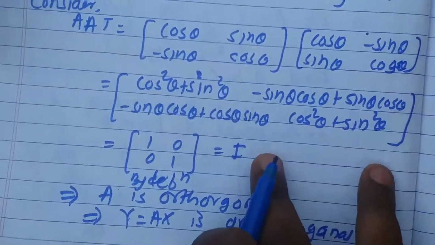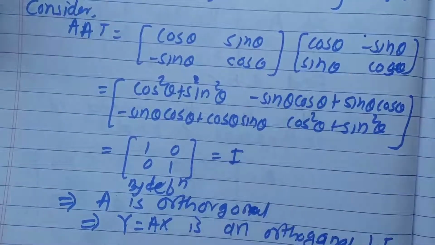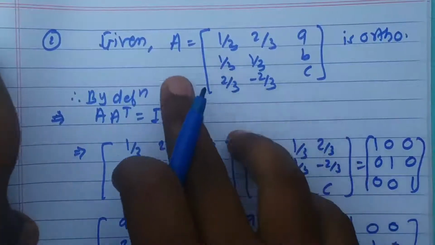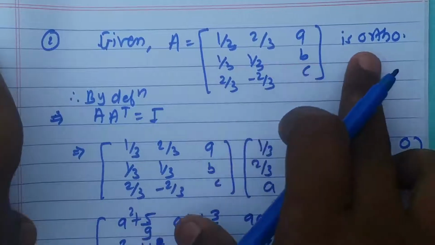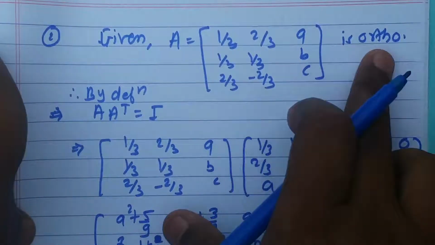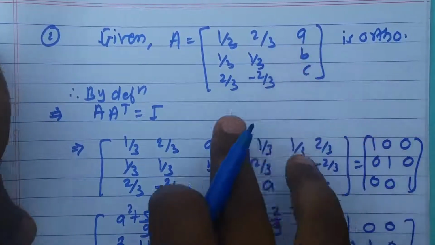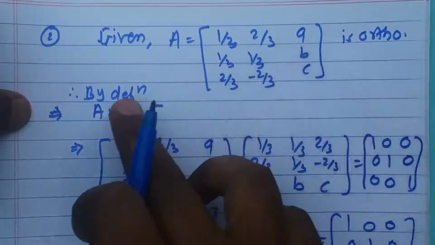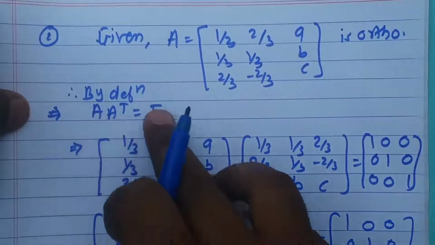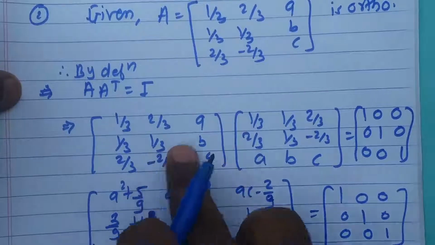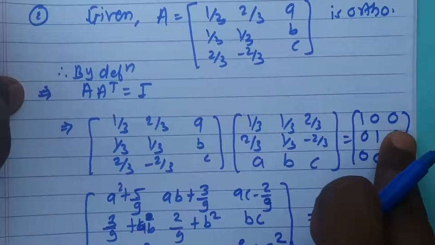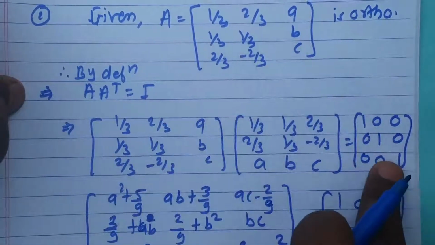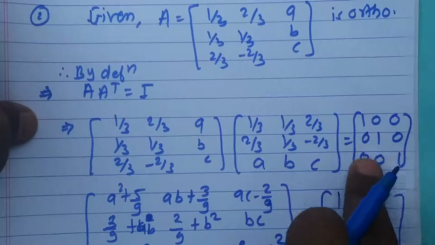Now let us solve the next example. This is example number 2. The given matrix is this, and it is given that it is orthogonal. Under this condition, we are going to obtain the values of a, b, c. So as this is orthogonal, by definition, we'll have A into A transpose equal to identity. So this is the matrix A, and its transpose, equal to the identity matrix of the same order, that is the identity matrix of order 3: 1 0 0, 0 1 0, 0 0 1.